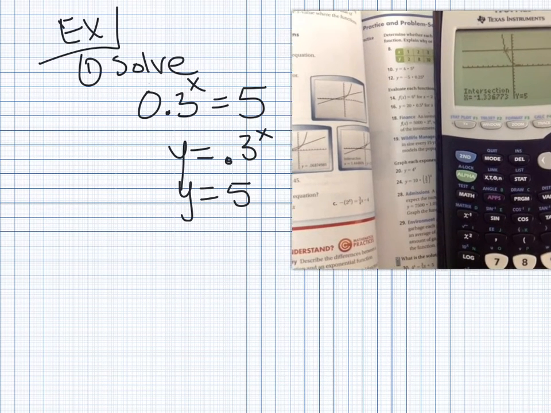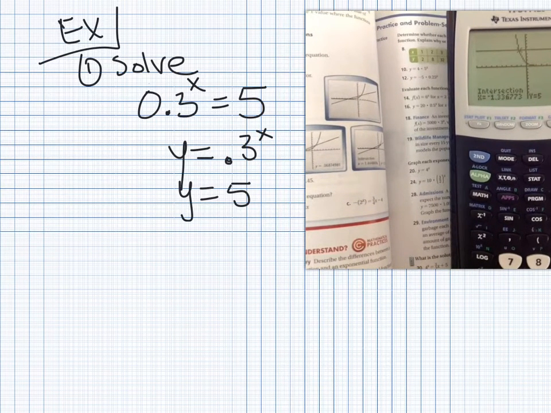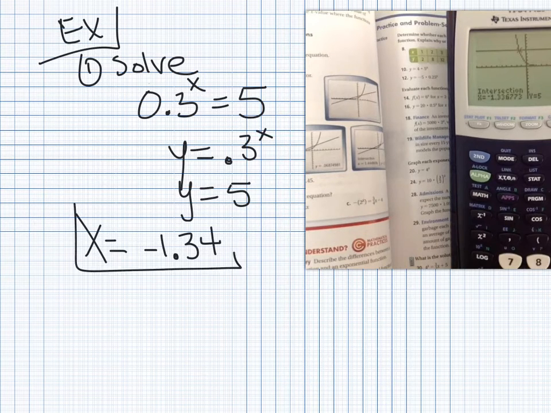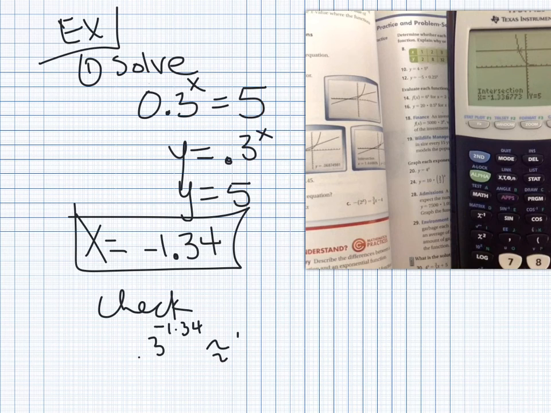So we now know that x equals negative 1.34, and you're going to want to go to at least 2 decimal places. That is going to be our solution. We can check that by taking 0.3 to the negative 1.34, and we get that it equals approximately 5.